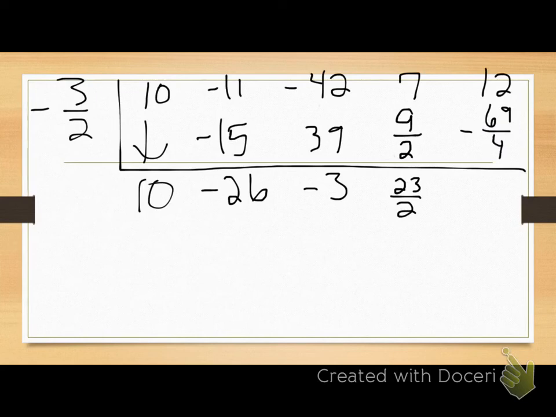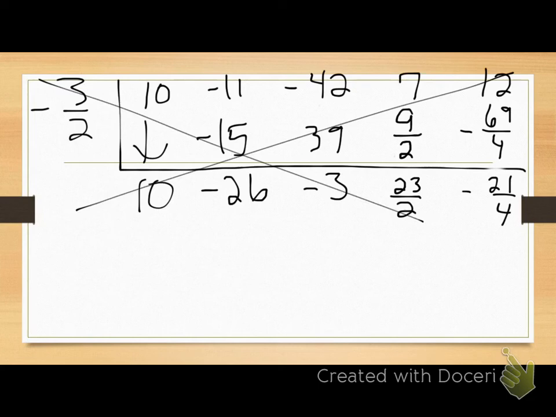And then 12 plus negative 69 over 4 would give me negative... Say that again. Negative 117 over 4. I don't think that's quite right. But it does give me some number other than 0. It's negative 21 over 4. Negative 21 over 4? So negative 3 halves is not a factor.